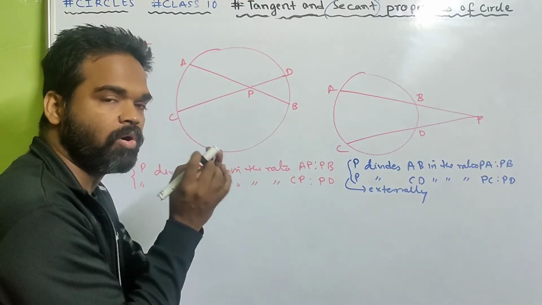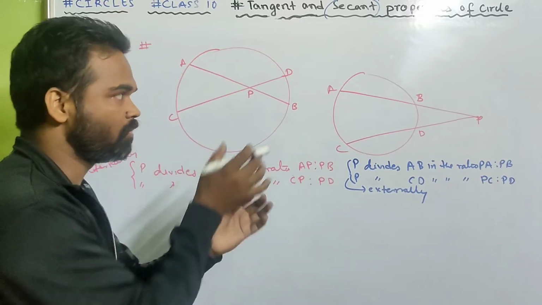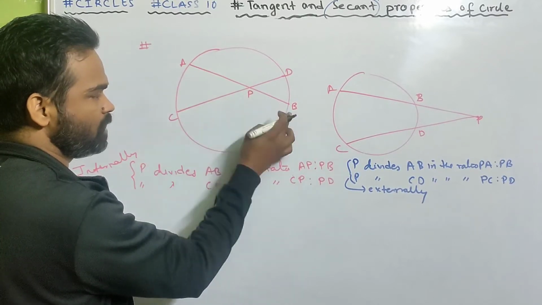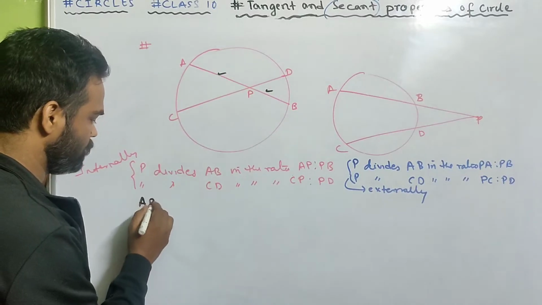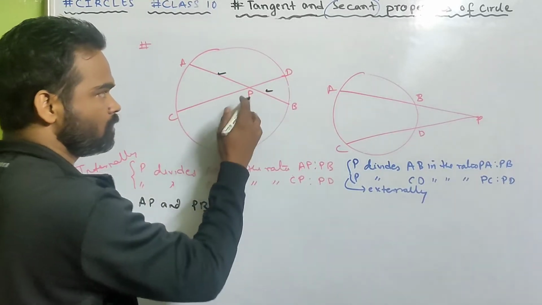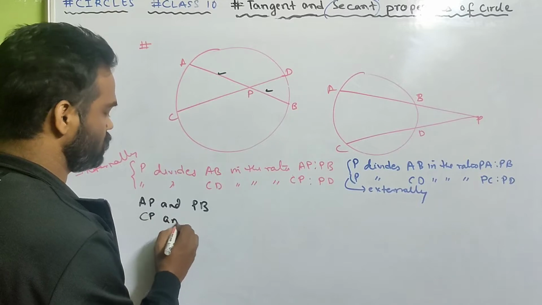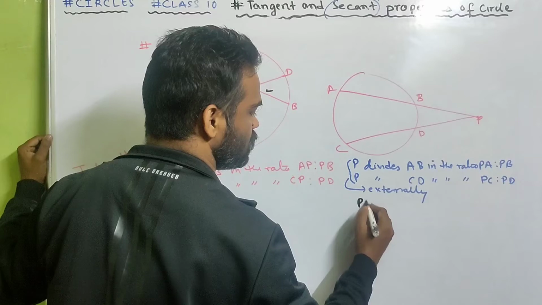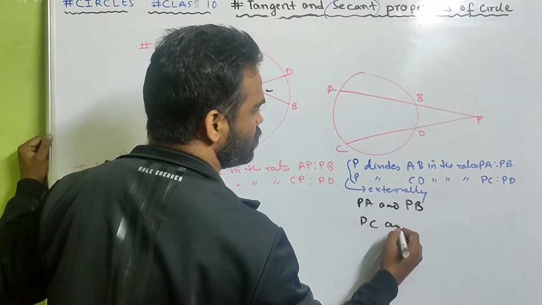Then the product of the segments of the line formed by the two chords will be equal. What I mean by that? See, P divides AB in the ratio AP is to PB. So there are two segments formed, AP and PB. In this case also, P divides CD in two parts. So the segments formed are CP and PD. In this also, PA and PB is one pair of segments, and the other is PC and PD.